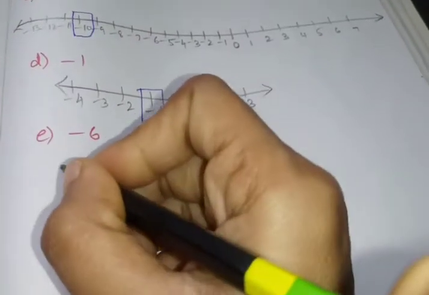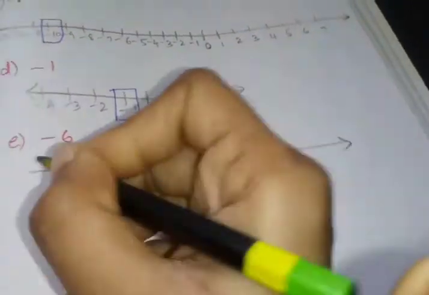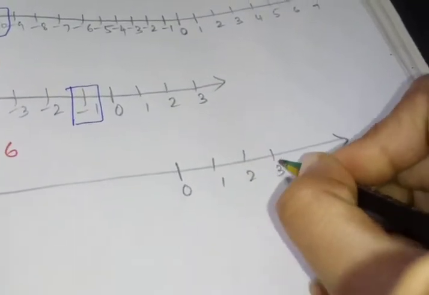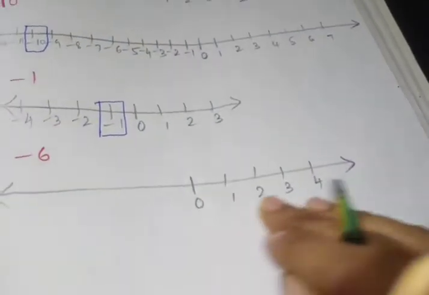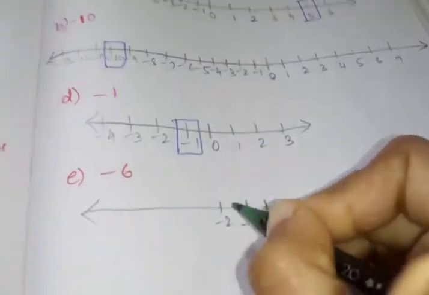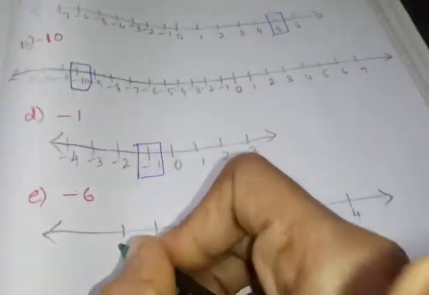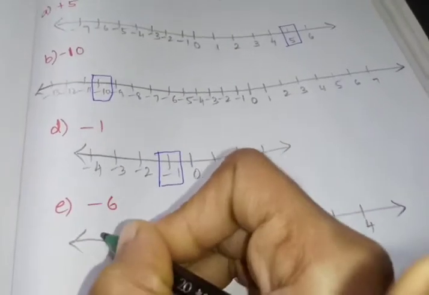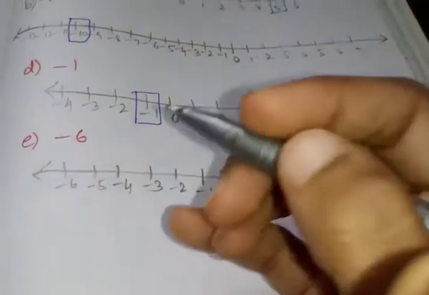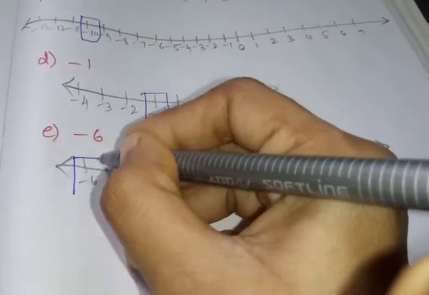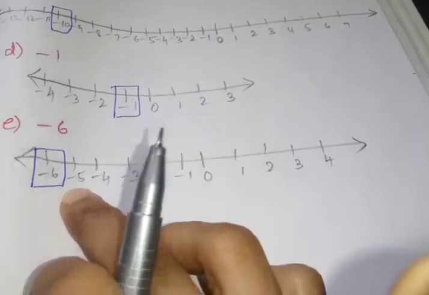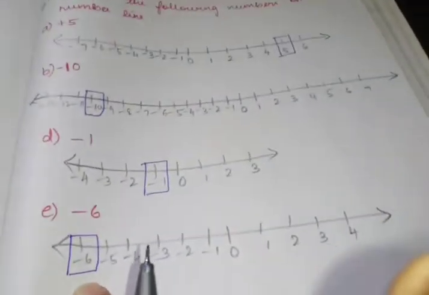Now minus 6. 0, 1, 2, 3, 4. You should draw using a scale and pencil, children, okay? Minus 1, minus 2, minus 3, minus 4, minus 5, minus 6. So where does minus 6 come? Here. Here all are positive, here it is negative. So minus 6 will come here.